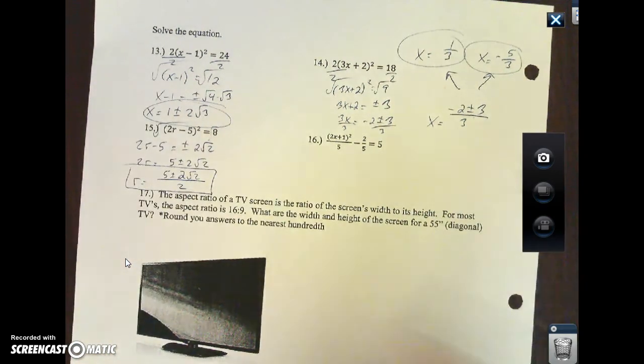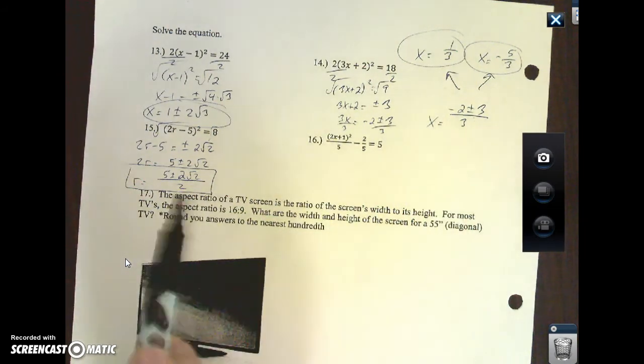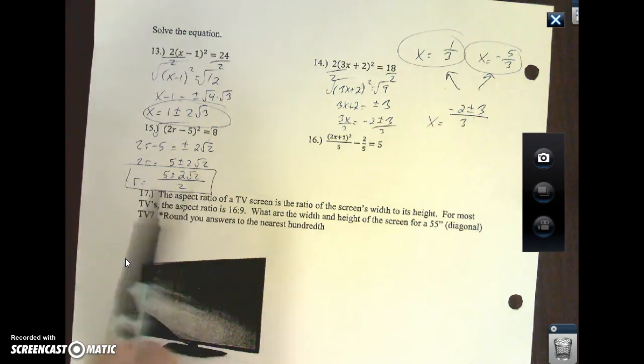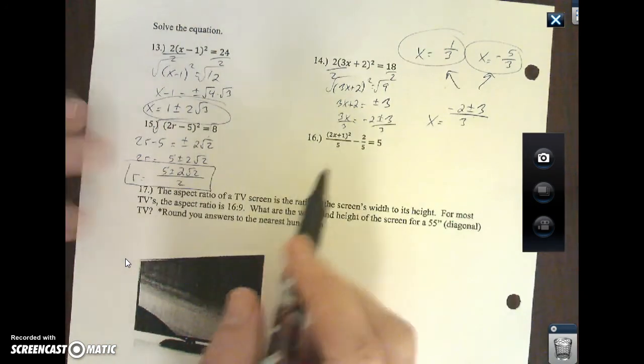Okay. Now, notice the difference between these two problems. This one I have all just regular numbers. Here I have square root. I can't do anything with this. You just leave it like that. Okay. So just keep that in mind also.